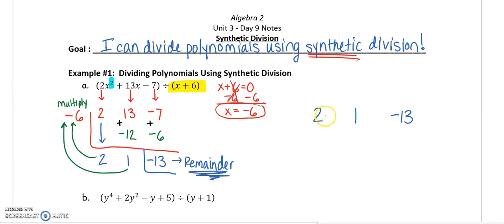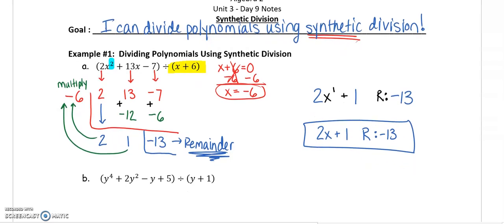So in our answer, we're going to put an x to the first here. And then this is a positive 1, and there's no variable because x to the 0 means no variable. And then this last piece, we're going to call it our remainder, and the remainder is negative 13. So our final answer will just be 2x plus 1 with a remainder of negative 13.